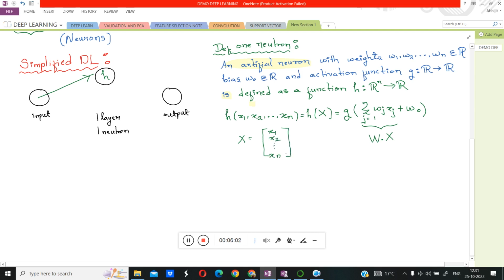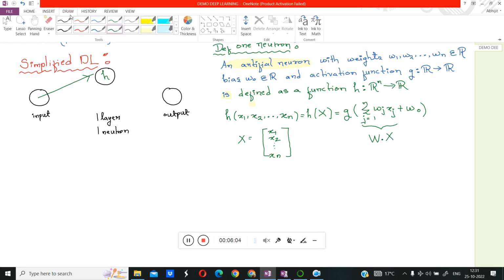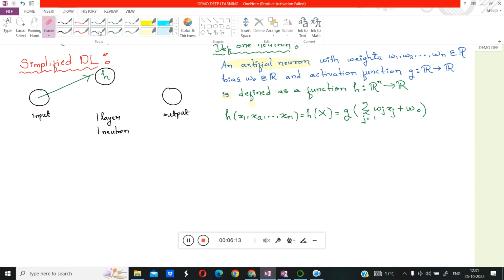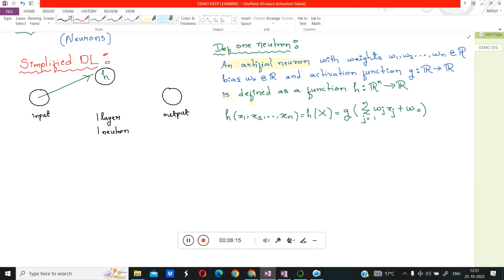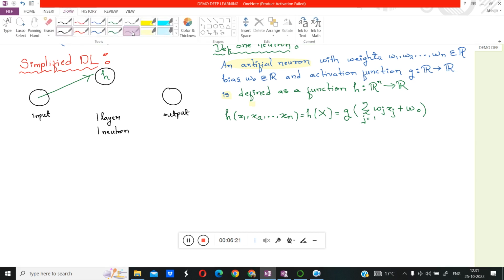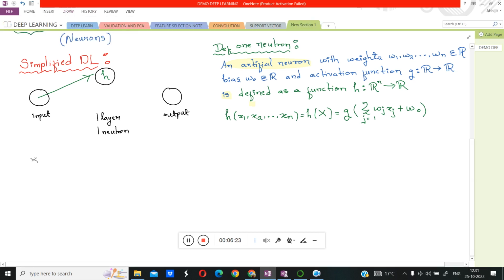and w is also a vector that contains all of the weights, but we'll not go through this because we have not started these things yet. So let's not even try to simplify it as of now. Let's keep it complicated. Now what we will do is break the whole thing down for our simplified deep learning.